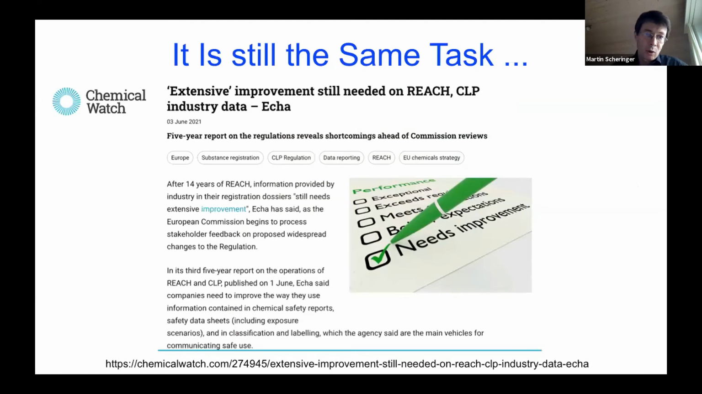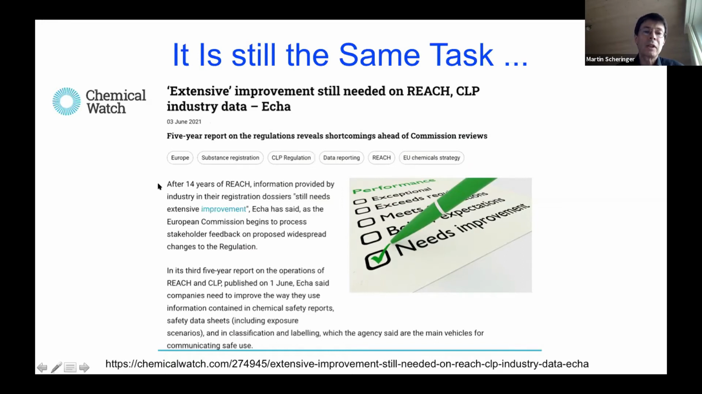And therefore, it is not at all surprising that there are still many problems with missing or incomplete data that would be needed for the assessment of all these chemicals on the market, even if it's a substantially smaller number of chemicals now. Here is a report from Chemical Watch just a week ago where this point is made. It says extensive improvements still needed for REACH, CLP, industry data.